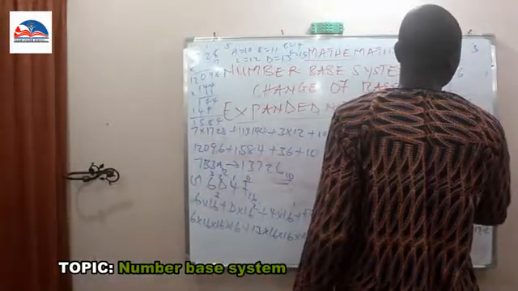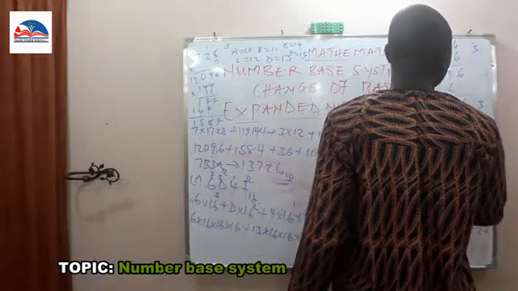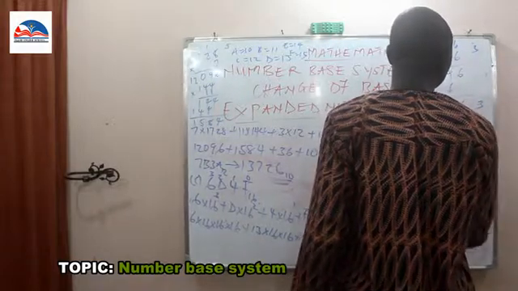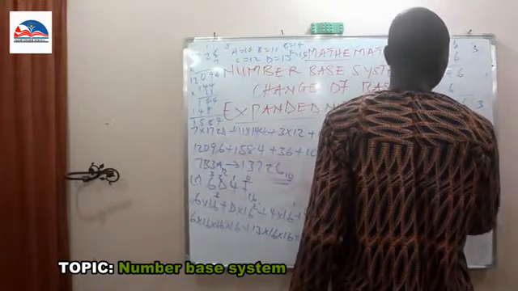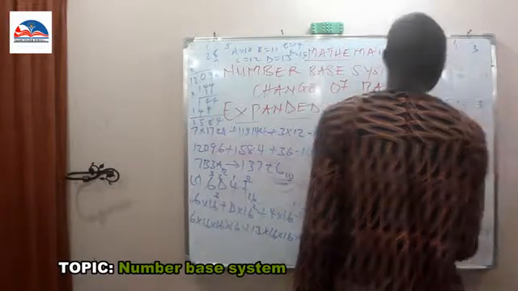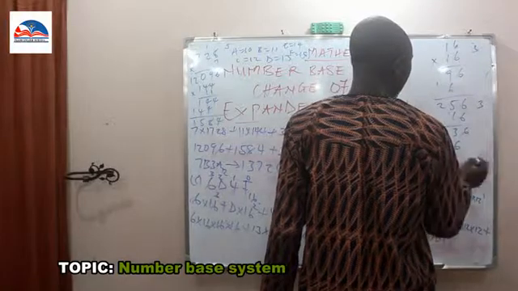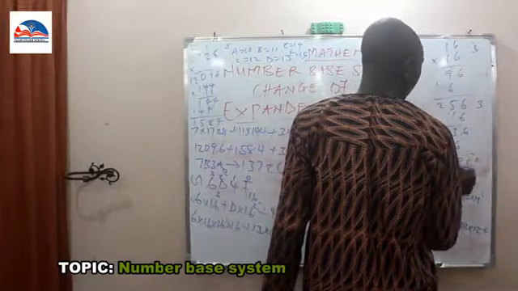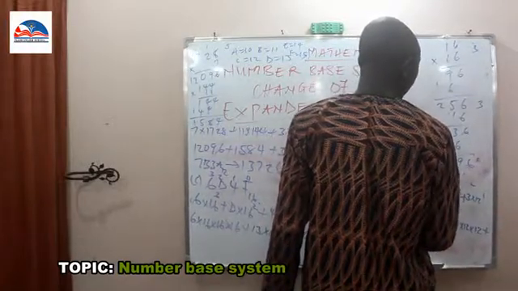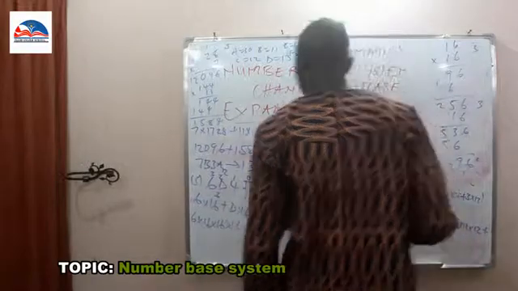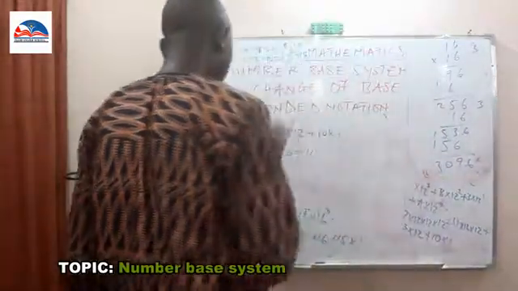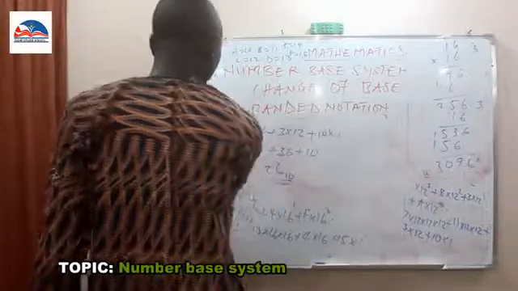6 by 6, 36. 6 by 5, 30, 33. 6 by 2, 12. 12 plus 3, that will give you 15. 1 by 6, 6 by 5, 5 by 2, 1, 6, 9, 10, carry 1, 2, 3. So it gives us 3096. Let's just multiply at once by 6 again.